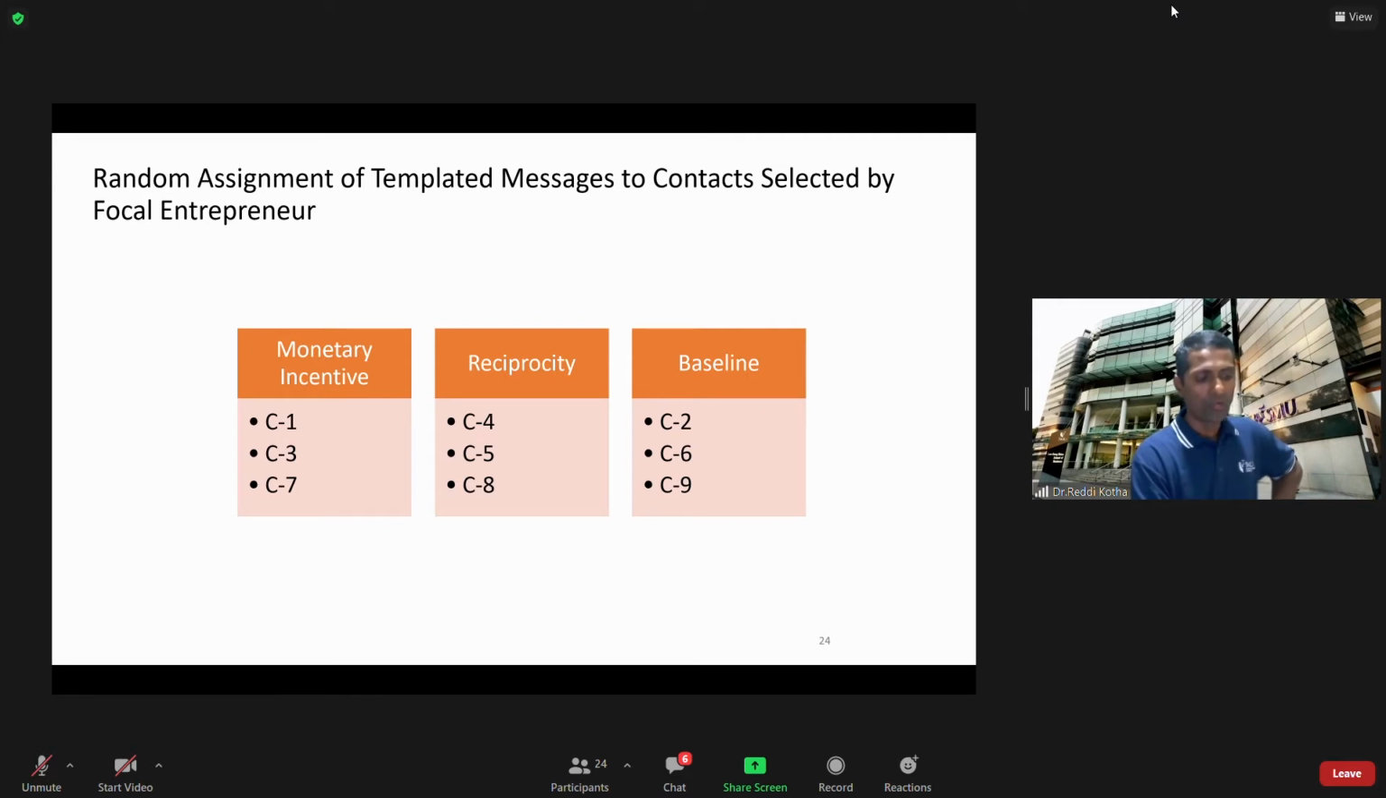So monetary incentives, reciprocity, and baseline, and we randomly assigned these contacts to them. So we did the random assignment. The entrepreneur just gave us the names. We did the random assignment and said, these people should get this template, these people should get this template, and these people should get this template.